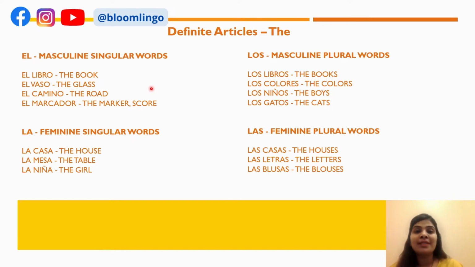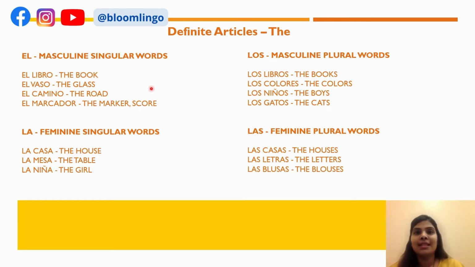There are always exceptions to any rule, so we always have to keep a 2 to 3% tolerance to this rule as well. There can be words which can be ending with A and O but might not be masculine or feminine. So let's read. Let's get to understand what is definite article in Spanish.